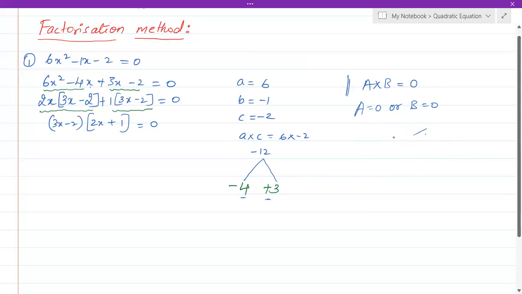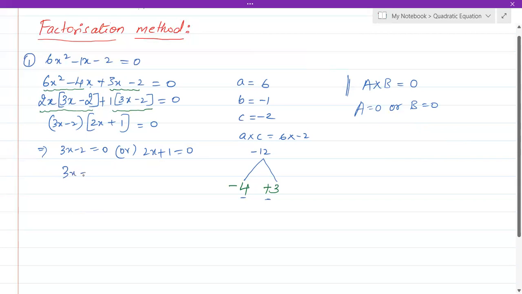So let's take it like this. 3 into something is equal to 0. So that something should be what? 0, right? If you observe here, this 3x minus 2 is like our A, and this 2x plus 1 is like our B. So A into B is equal to 0. That is what we are getting. Which implies either A, that is 3x minus 2, should be equal to 0, or 2x plus 1 should be equal to 0.